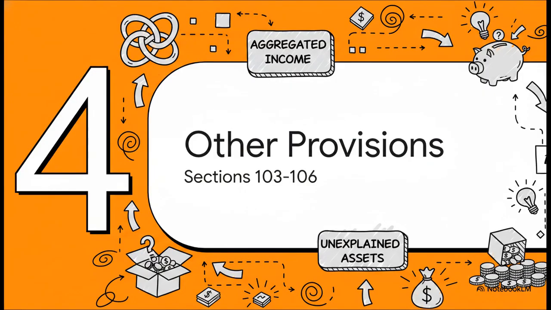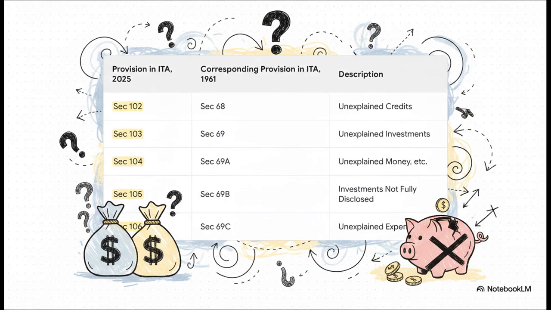So, we've covered credits in the books with Section 102, but the Act has parallel provisions for other kinds of unexplained assets and even spending. Let's take a quick look at those. Now, this table is a super handy guide that maps the new sections to the old ones from the 1961 Act. But let's look at the bigger picture. The same logic we applied to Section 102 applies right across the board.